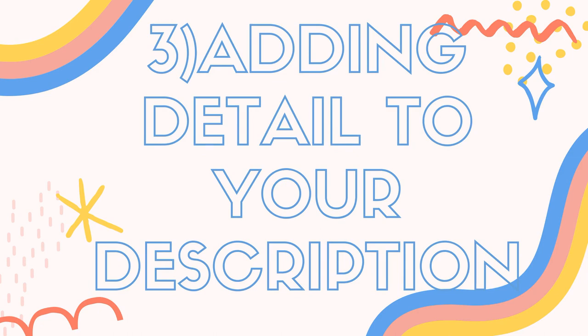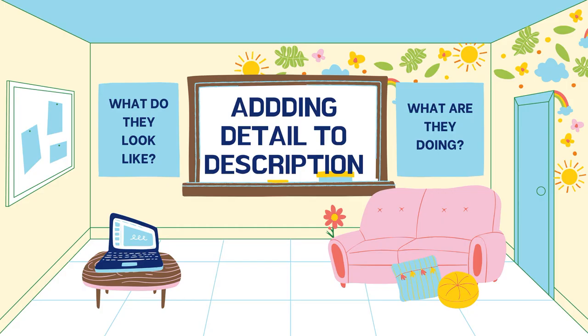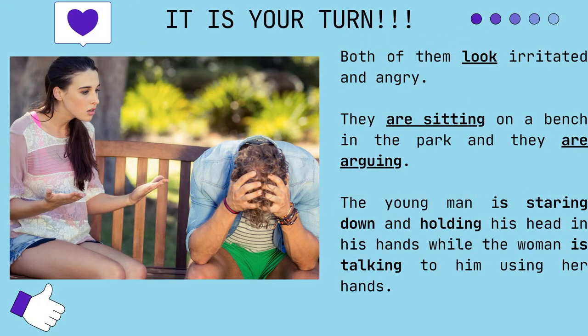The third step is adding detail to your description. Avoid describing everything in the picture, just the most important details. And a good idea is to try to answer these two questions: what do they look like and what are they doing? Again, let's exemplify this step. The two people both look irritated and angry. They are sitting on a bench in the park and they are arguing. The young man is staring down and holding his head in his hands while the woman is talking to him, using her hands too.